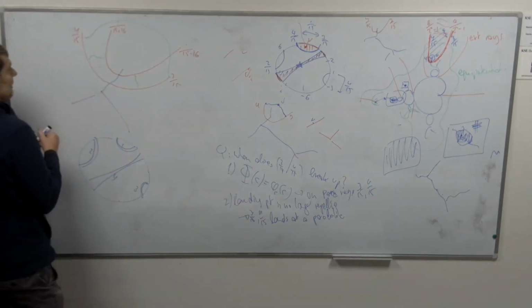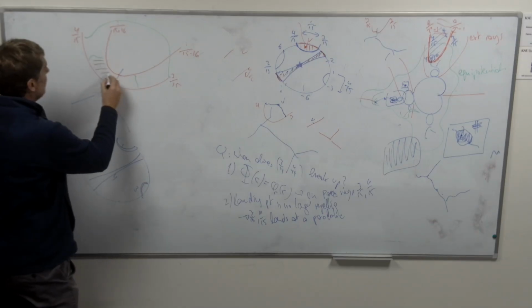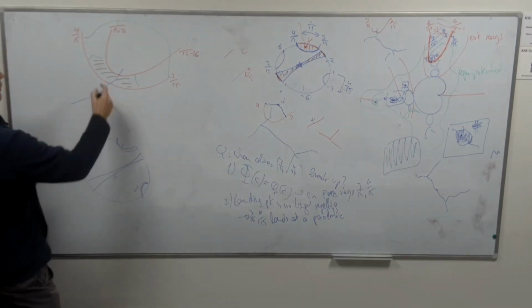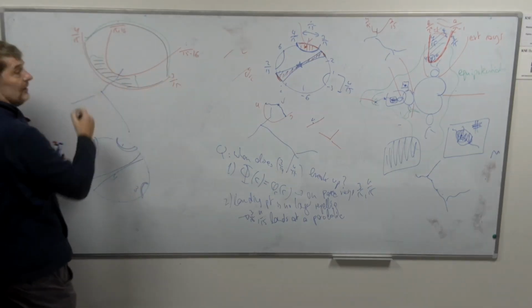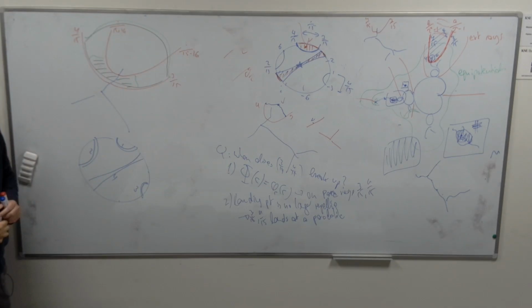So we have a domain, which is here, that after 4 iterations maps to this domain with degree 2.